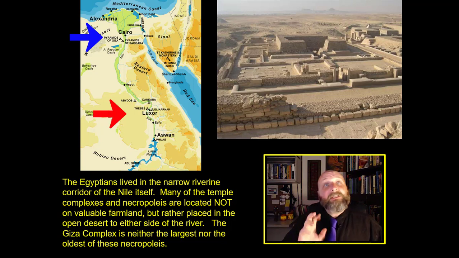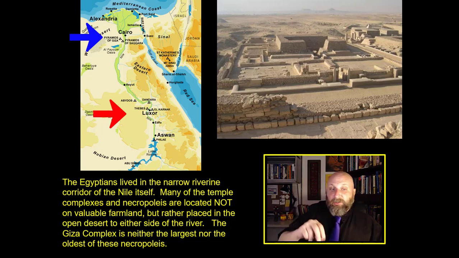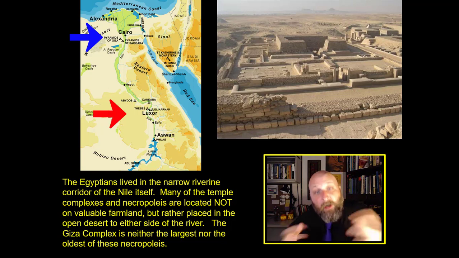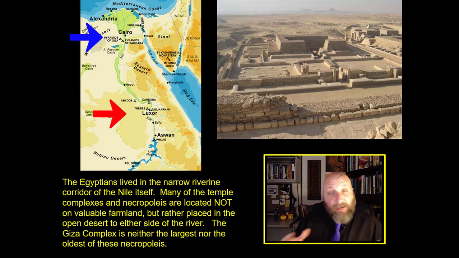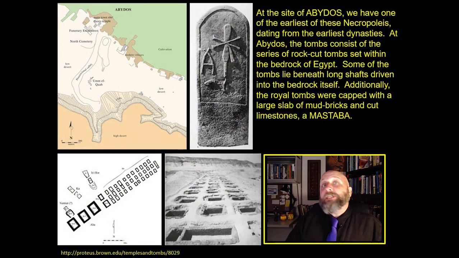So this is why many of the temple complexes, many of the necropolis are not placed in the Nile Valley, but they're actually placed on the high desert on either side of the Nile Valley. And the Giza complex is only one of many necropolises to be found in that high desert on either side of the Nile Valley. Now, one of the oldest and most extensive of these necropolis is called Abydos. It's the Necropolis of Abydos.